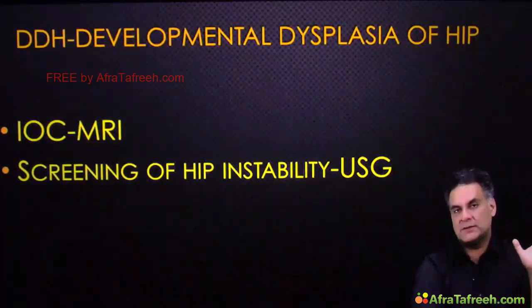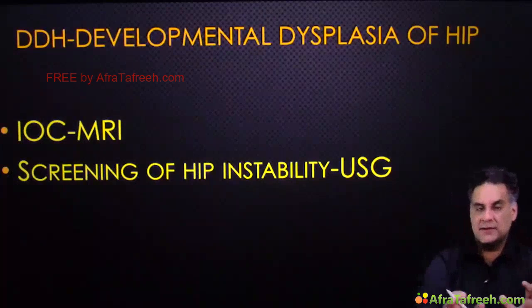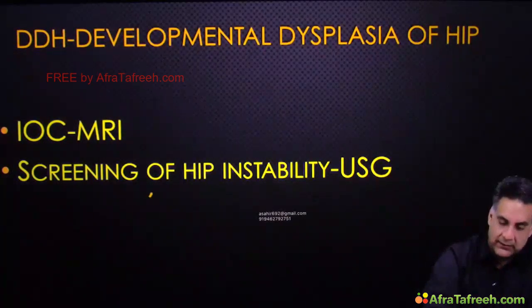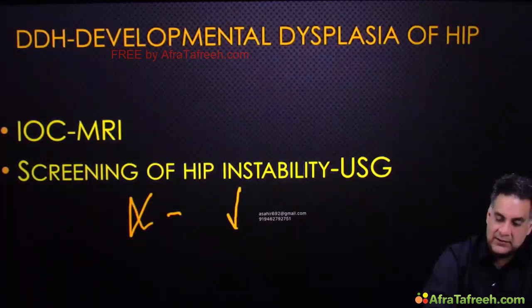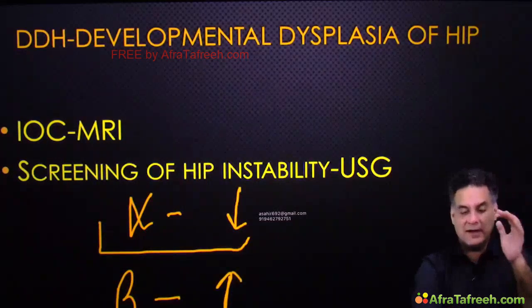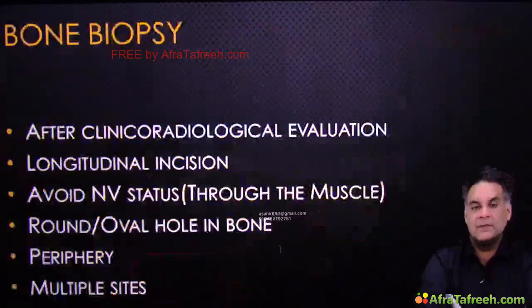Remember this controversial point. Developmental dysplasia of hip, investigation of choice is MRI. Screening tool, ultrasound. There is an alpha angle which decreases on ultrasound and there is a beta angle which increases. So alpha decreases, A, D, remember that.